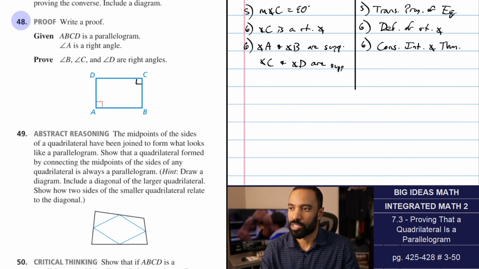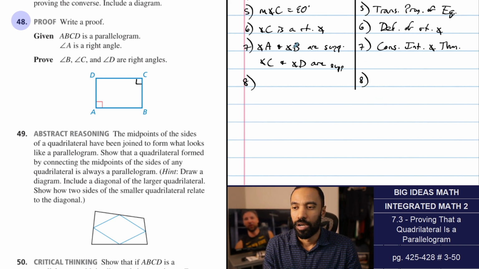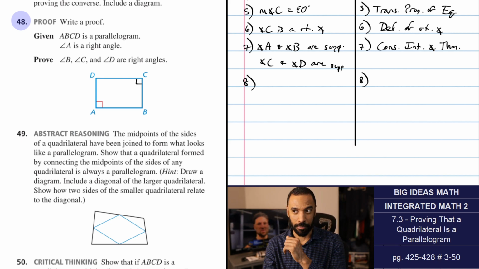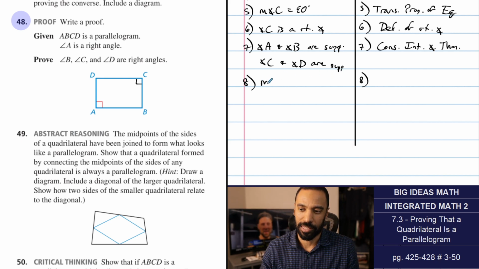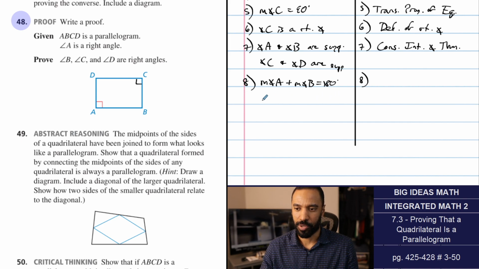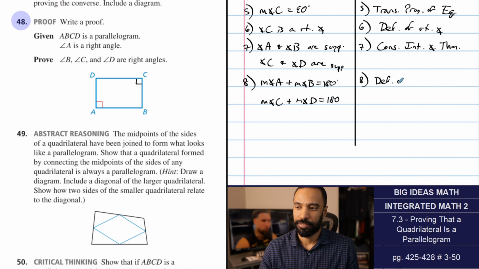That's statement 7, though, not statement 6. Statement 7. All right, statement 8. They're supplementary. That means they add to 180. And I already have their measures as like 90 and stuff, right? So this is why I'm going to keep them separate. Measure of angle A plus measure of angle B equals 180, definition of supplementary angles. Measure of angle C plus measure of angle D equals 180, definition of supplementary angles.